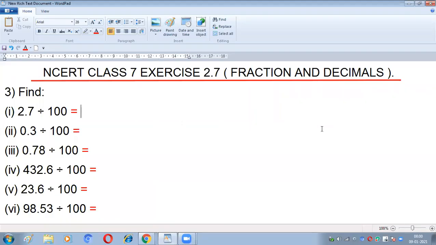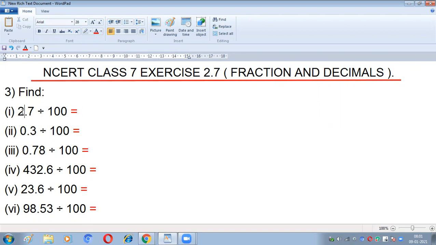Today I will explain exercise 2.7 of chapter 2, that is fractions and decimals. Now I'll solve question number 3, and question number 3 is find 2.7 divided by 100. Here are two zeros after 1, so we will remove two digits from the left-hand side, before the decimal point.